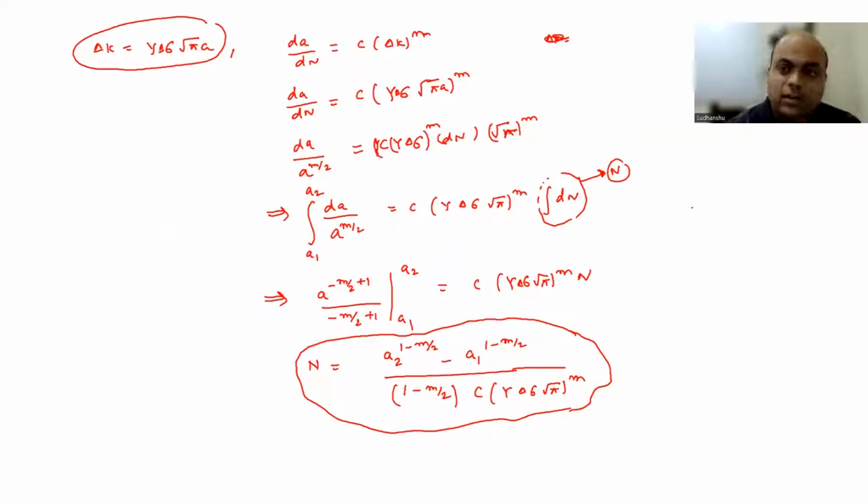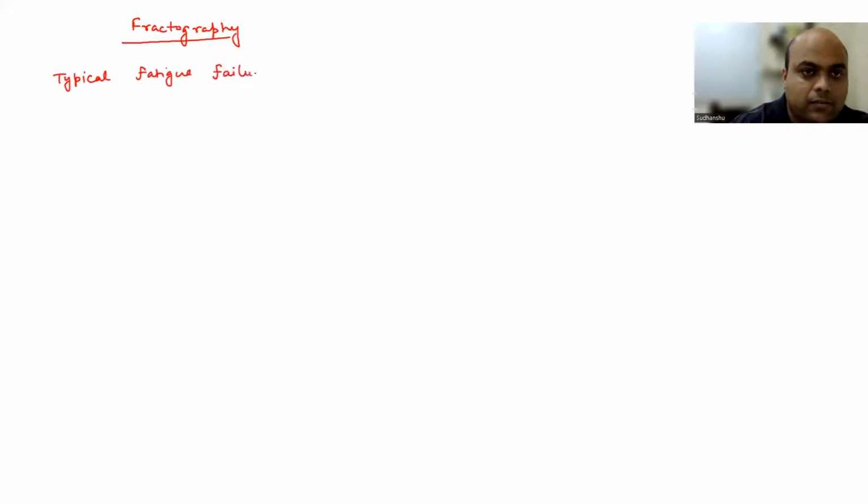Okay, now let's come back to the mechanisms and fractography. So we have already discussed fatigue crack initiation and propagation, right? So now let's talk about fractography, where we will also discuss striations, which I mentioned in the last class, right? So a typical fatigue failure will exhibit the following features.